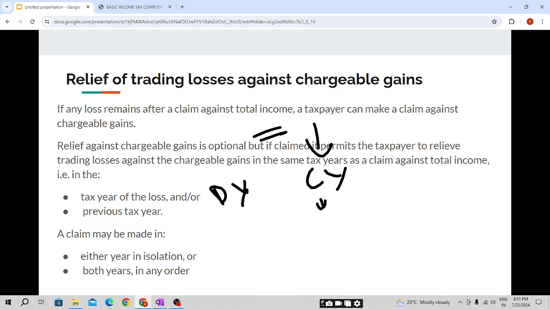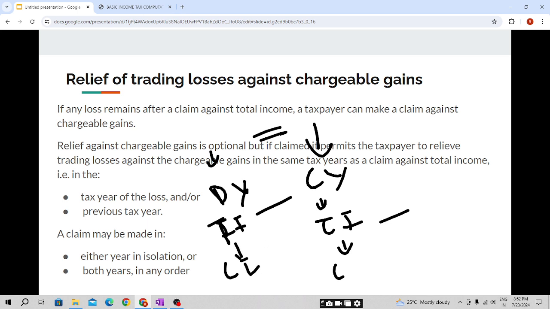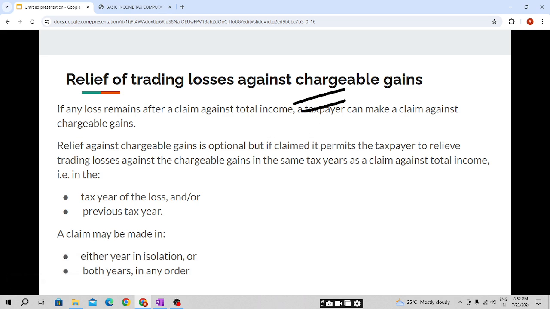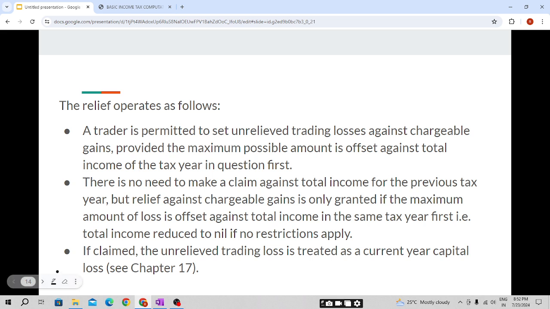So if I start in the current year, I set off against the total income, no issue. Then I have an option to set off against the chargeable gains or carry it forward. If I start from the previous year, then total income, then I can carry forward, or set off against the chargeable gains if I opt; otherwise carry it forward. I hope this is clear. So the chargeable gains will only be available if the claim against the total income is made first.